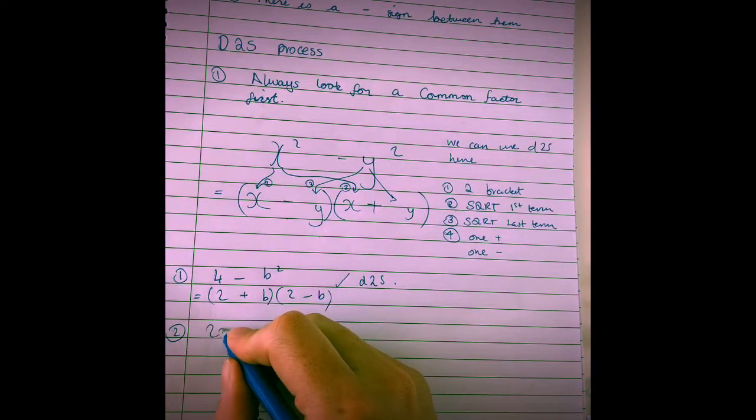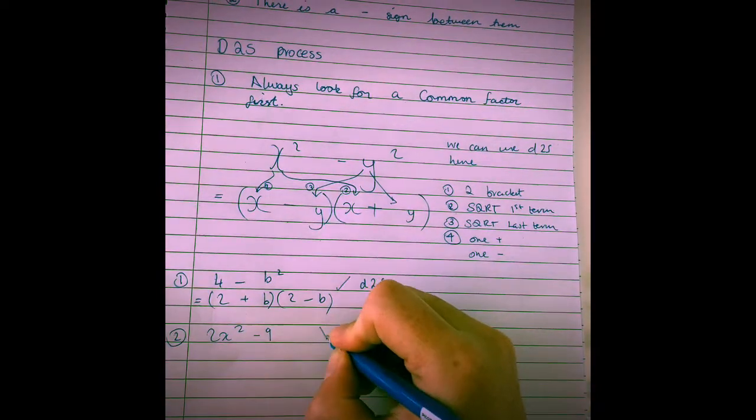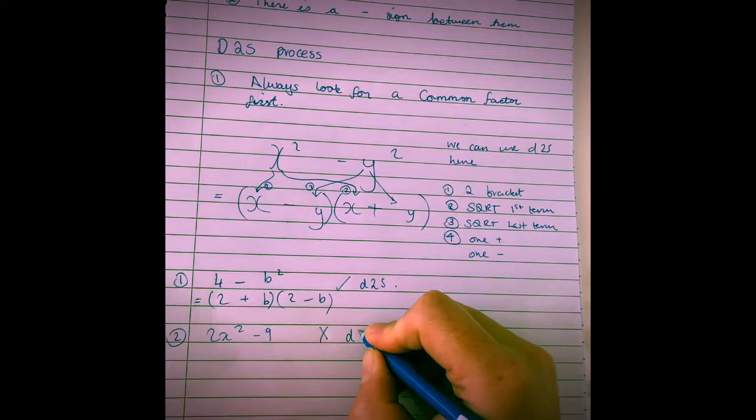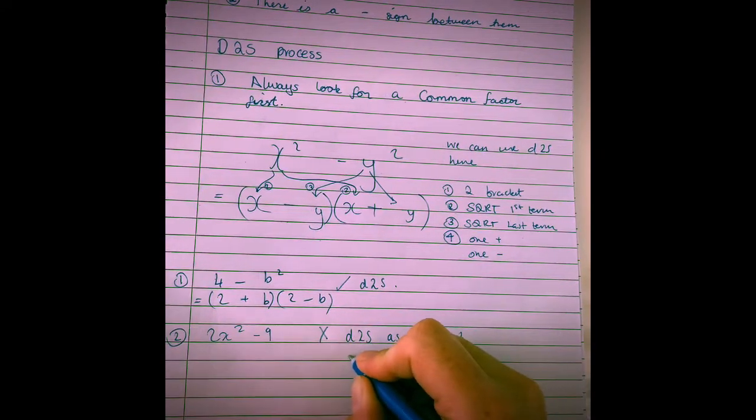I've got 2x squared minus 9. So what we're going to do is check for a common factor. In this case, there is no common factor. So now we need to see if we can actually use difference of two squares here. Is 2x squared a square term? It is not, because 2 is not a square number. So for this reason, we cannot use difference of two squares.